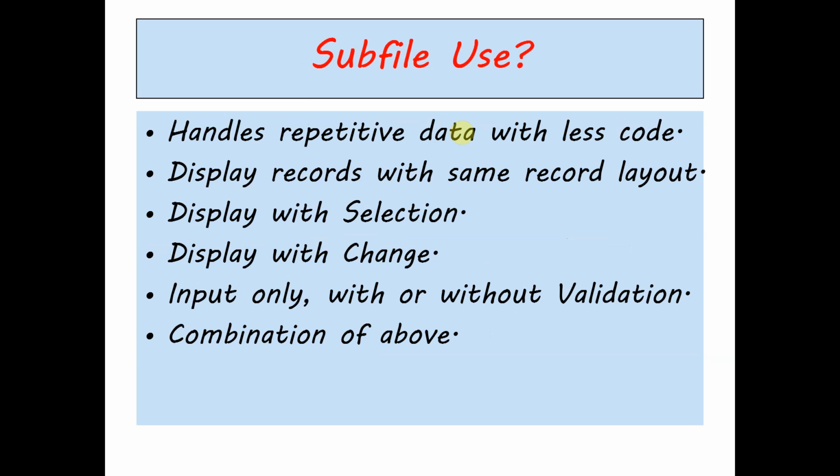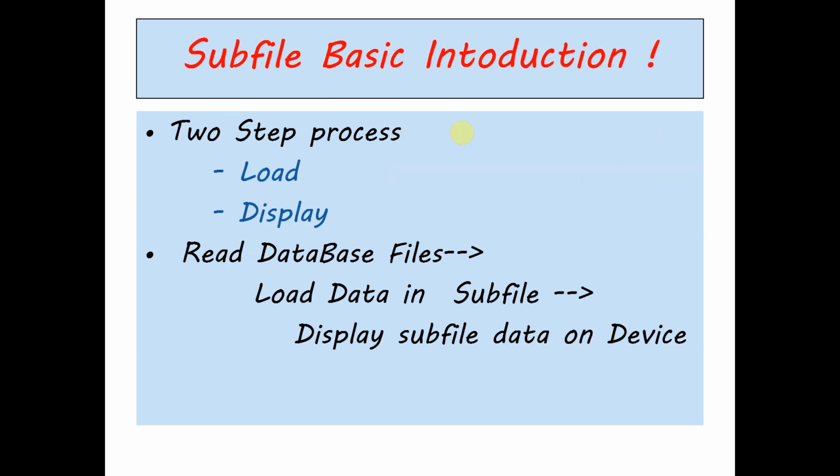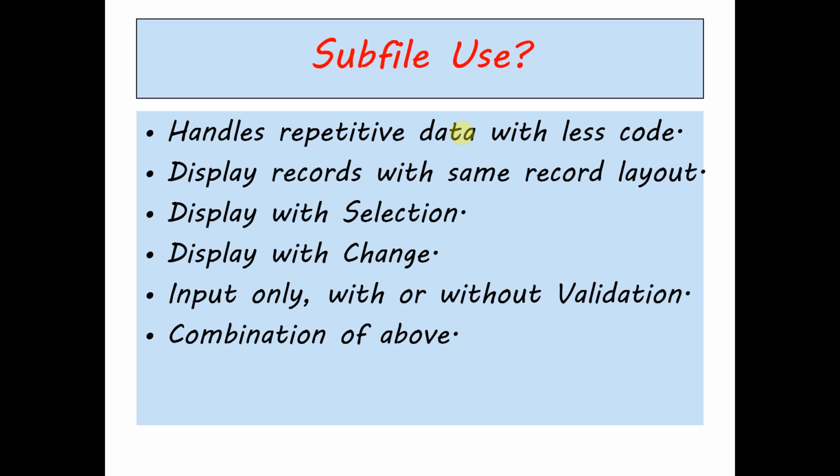So first thing is this one. With fewer lines of code, we can handle the repetitive data, or the data of the same type having multiple records, to display on the screen. This is what we can achieve using the subfile with minimum lines of code. Second thing is, we can display the records of the same record layout, or the same type, on the screen. I have given you an example for the same, like id and name from a file having multiple rows in the file. We can display those in our subfile.